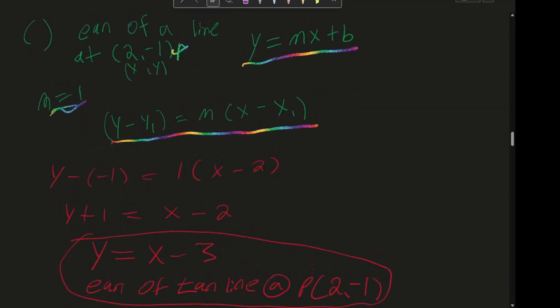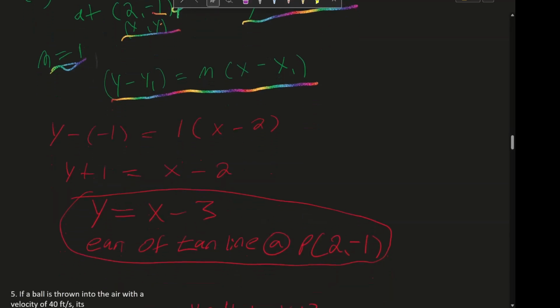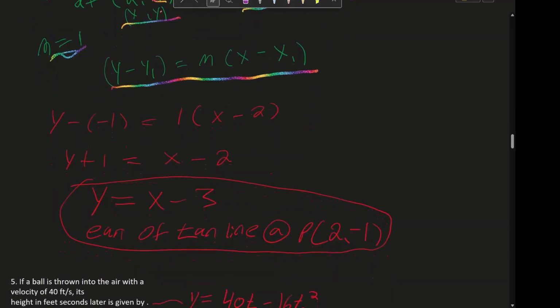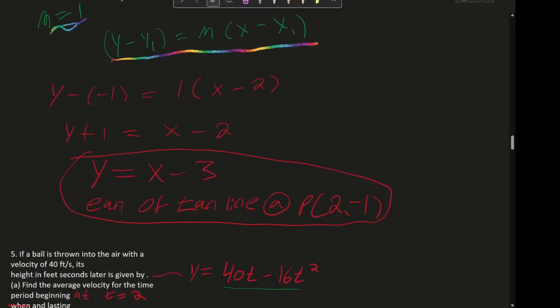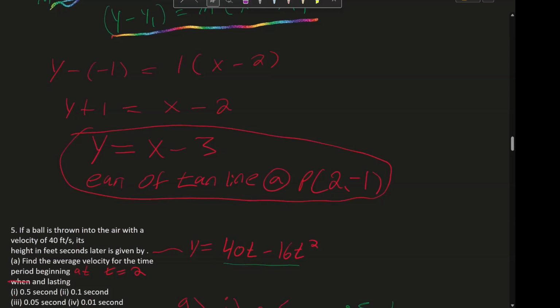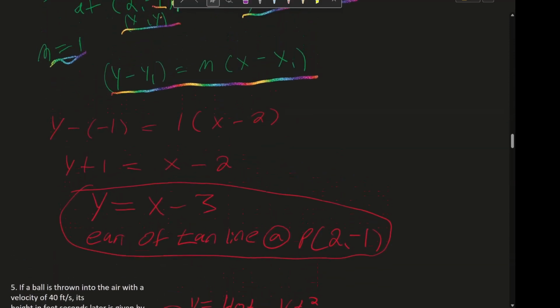Now plugging in your x and y coordinate pair at point P, y1 would be this -1, and m is 1, and your x1 will be the x coordinate of P, which is 2. So you'll have y minus -1 equals 1 times the quantity x minus 2. And that simplifies down to y equals x minus 3, which is the equation of the tangent line at the point (2, -1).